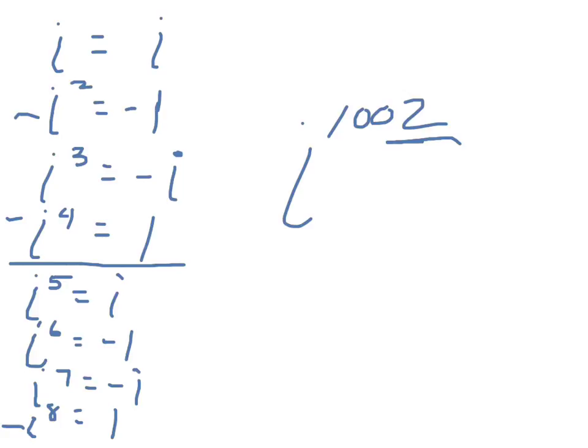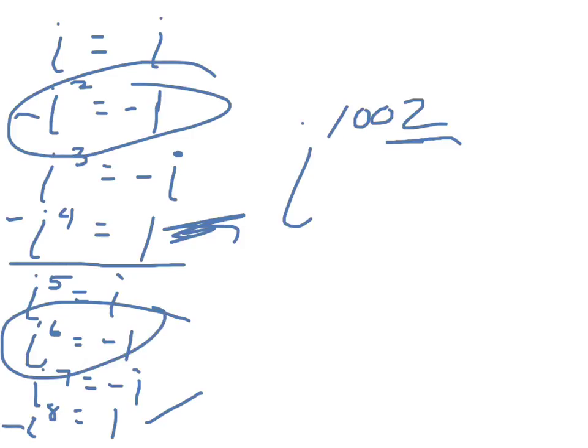Now, in order to figure out if it's positive 1, that was 4, that was 8. If I go to the pattern, that would be 12, 16, 20. Those are all multiples of 4. Is 1002 a multiple of 4? All you have to do is take 1002 divided by 4. Does it come out evenly? No. If 1002 is not a multiple of 4, then it has to be one of the other even numbers. So this would actually be equal to negative 1.